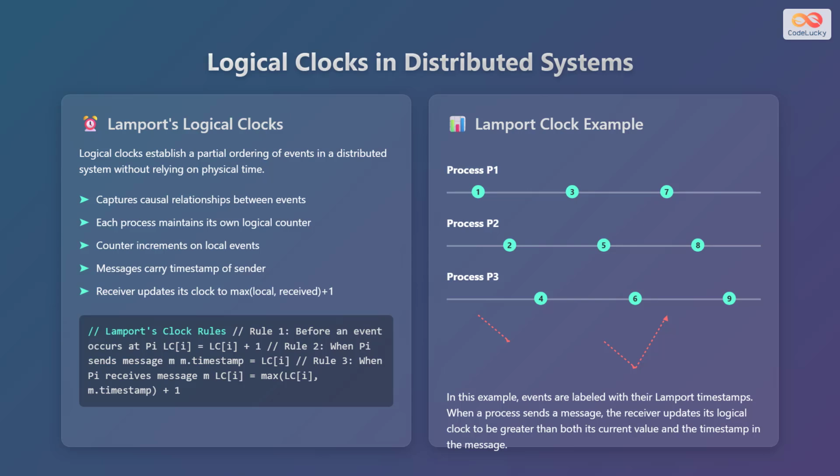Process P1 has events with timestamps 1, 3, and 7. Process P2 has events with timestamps 2, 5, and 8. Process P3 has events with timestamps 4, 6, and 9. There are also messages sent between P1 and P2, P2 and P3, and P3 and P1.